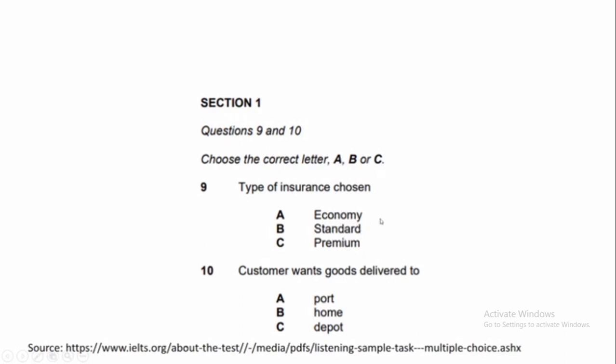So what's the next step? Synonyms and paraphrasing. Premium could be first class, could be VIP, could be this, could be that. Economy, what are some synonyms and paraphrasing of that? Prediction, can I predict what they're talking about? I can't predict this, but what I can predict is they're going to be talking about insurance, and they're going to be talking about different levels of insurance, the quality of the policy. So I'm thinking and I'm predicting, and that makes it much easier for you to identify the answer when it comes up.